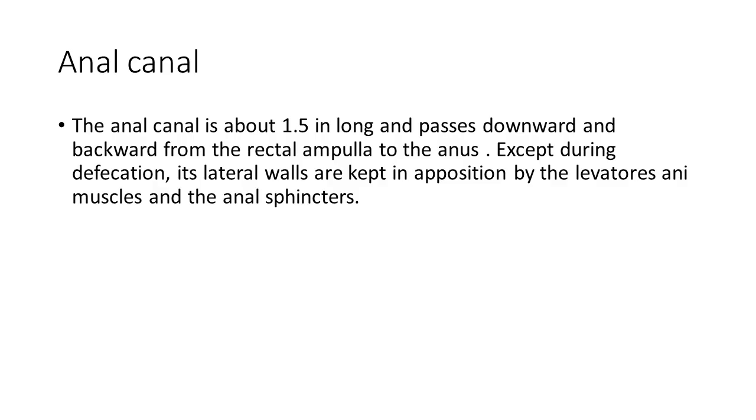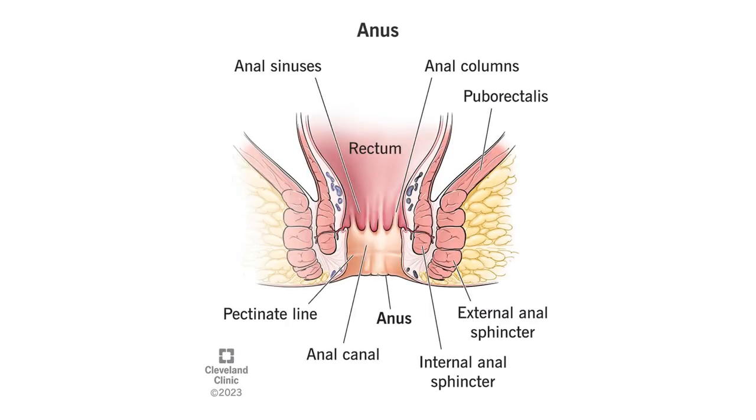The anal canal is about 1.5 inches long and passes downward and backward from the rectal ampulla to the anus, except during defecation. Its lateral walls are kept in position by the levator ani muscle and anal sphincters. Arterial supply: the middle rectal artery, a small branch of the internal iliac artery, distributes mainly to the muscular coat, and the inferior rectal artery, a branch of the internal pudendal artery in the perineum, anastomoses with the middle rectal artery at the anorectal junction.